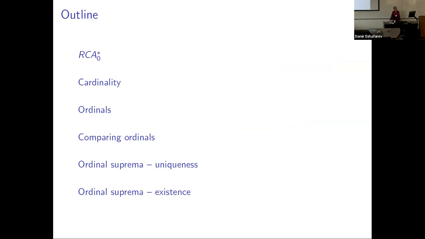Okay, so my subject is ordinal suprema, but my theme is how cardinality interplays with ordinals in these models. I'll tell you how to compare ordinals and then talk about suprema in that ordering. The uniqueness and existence is a little bit of a misnomer on the slide. Existence and uniqueness are part of the definition of an ordinal suprema. We talk about cases where there is no suprema because there is not a unique minimal upper bound, and cases where there is no suprema because there just doesn't exist any minimal upper bound.